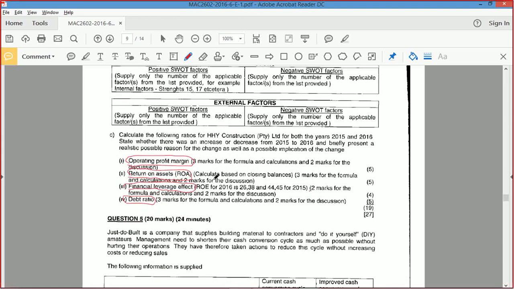Okay, 2. Return on assets. Calculate based on closing balances. That's what they've asked you to do. So we're using closing balances. 3 marks for the formula, 2 marks for the discussion.